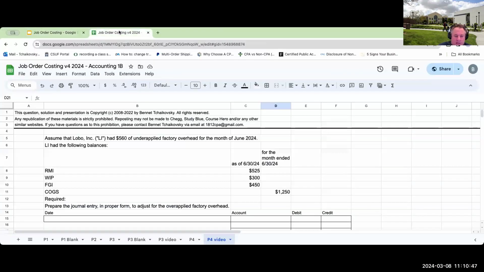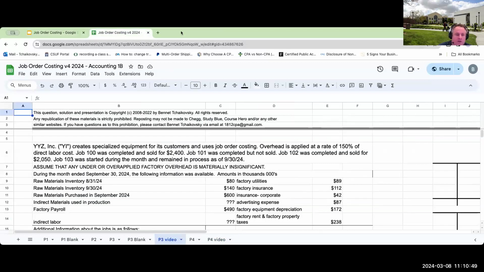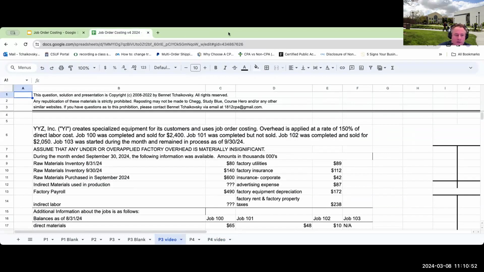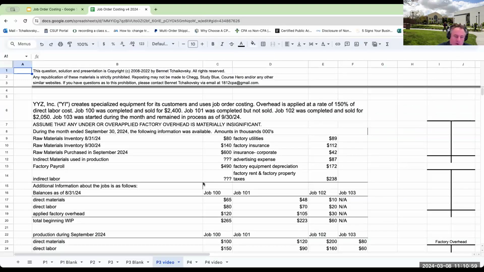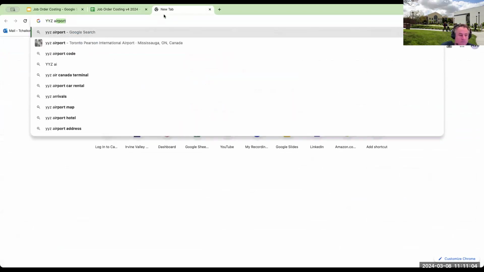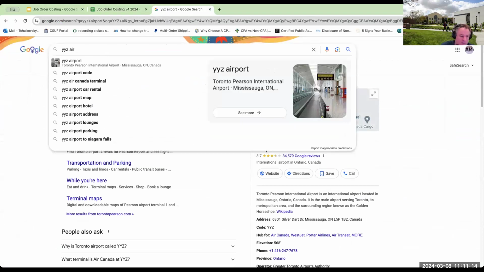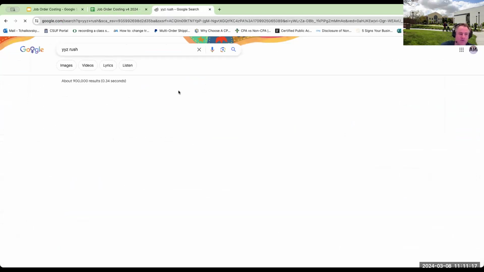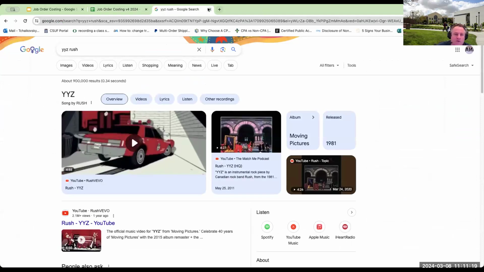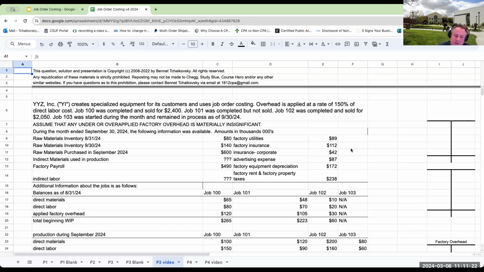Before we say thank you and before we say goodbye, we've got another question over here with YYZ. By the way, if you've seen my questions and you're wondering what YYZ is, it is basically the Toronto airport code, but it's also YYZ by one of my favorite childhood bands, Rush. So there you go. Now you know something more.